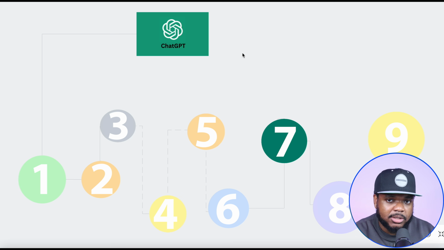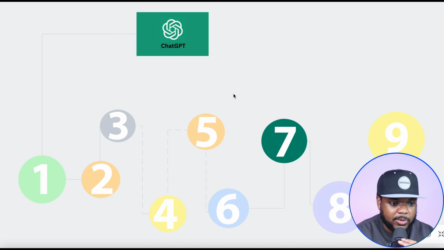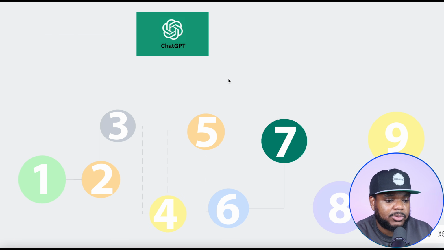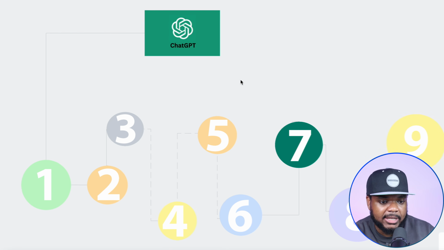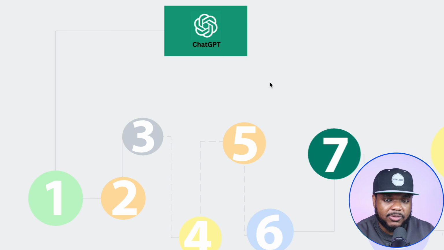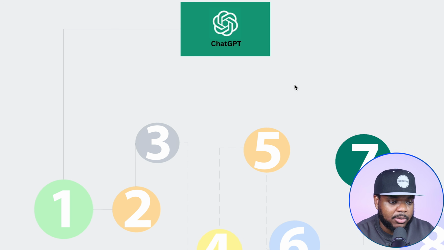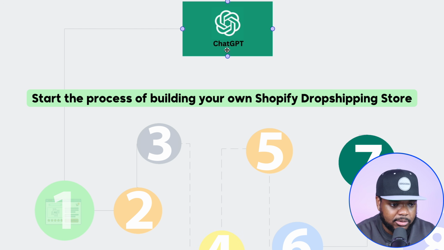And I would say that those are just some of the basic ways that you can use the ChatGPT agent when it comes to getting started with the side hustle. But this now brings me on to one of the next parts of this process. Once you've got an idea of what niche you want to go into, you need to start the process of building your own Shopify dropshipping store.